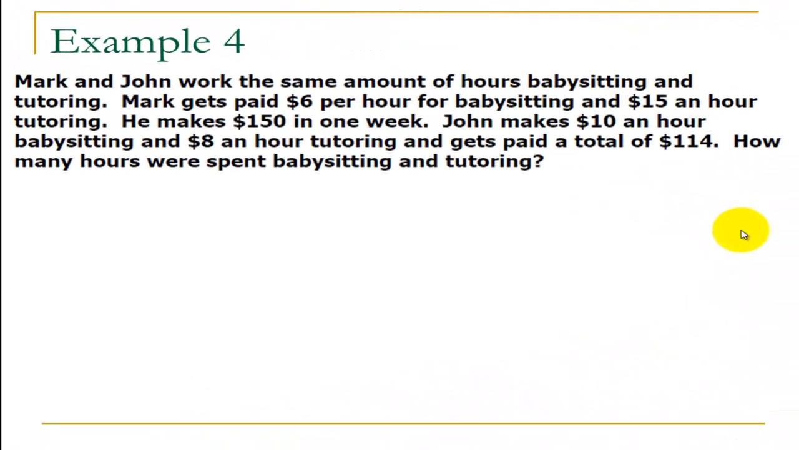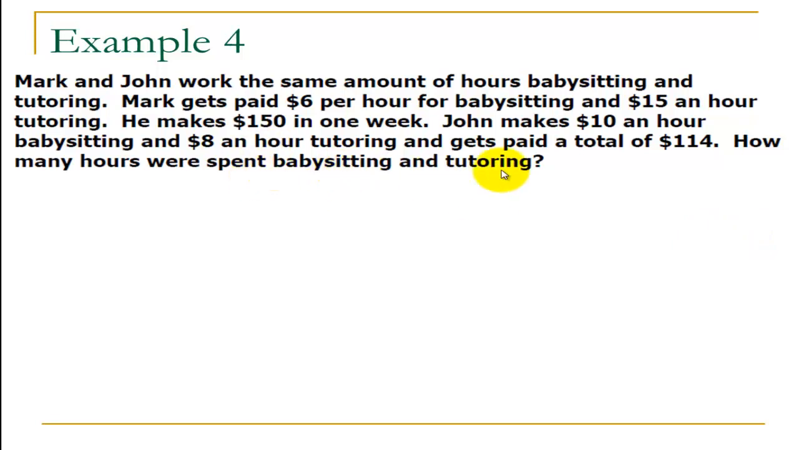Alright, example number 4. We have here Mark and John work the same amount of hours babysitting and tutoring. Mark gets paid $6 per hour for babysitting and $15 an hour tutoring. He makes $150 in 1 week. John makes $10 an hour babysitting and $8 an hour tutoring and gets paid a total of $114. How many hours were spent babysitting and tutoring?